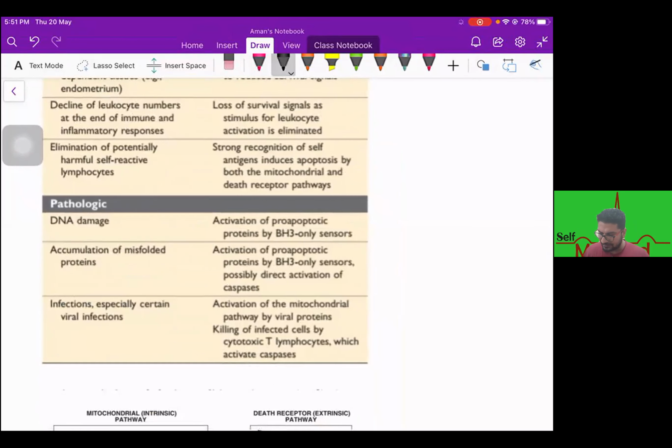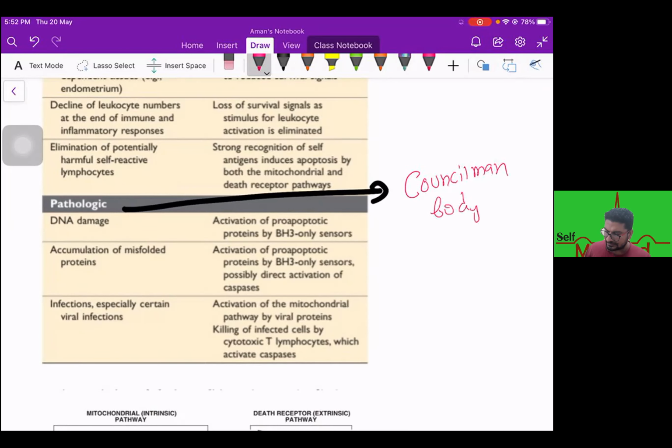As a pathological example, you have to remember just one example that is important, as they ask it in the exam. Sometimes in acute viral hepatitis you will see a body called the Councilman body. This Councilman body is an apoptotic body seen in acute viral hepatitis. Pay attention: it is not seen in chronic hepatitis or alcoholic hepatitis, it is seen in acute viral hepatitis.